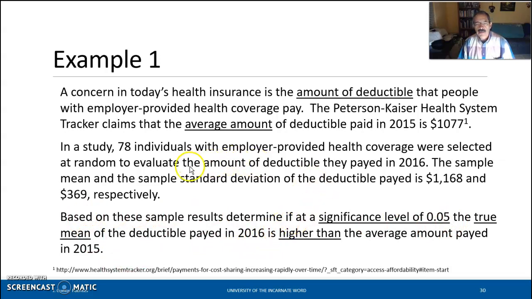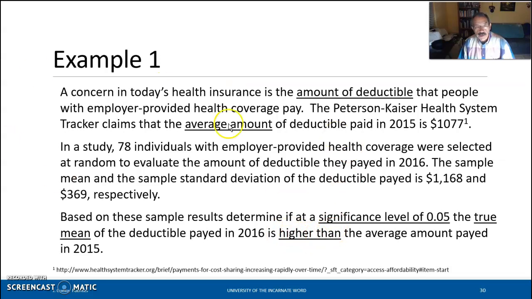Now, I underlined a few things here to help you notice that the amount of deductible, that's the money paid, is a continuous random variable. And we're dealing with the mean of a population. And I'm highlighting the significance level. And then the true mean, that's another indication that this is the parameter we're dealing with. And this "higher than" is telling you that this is the alternative hypothesis.